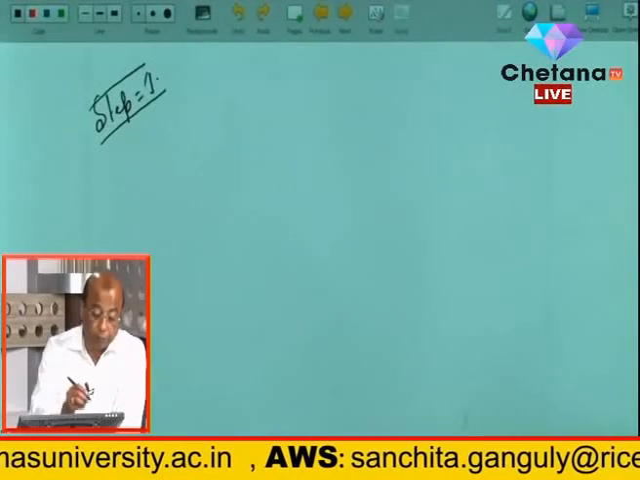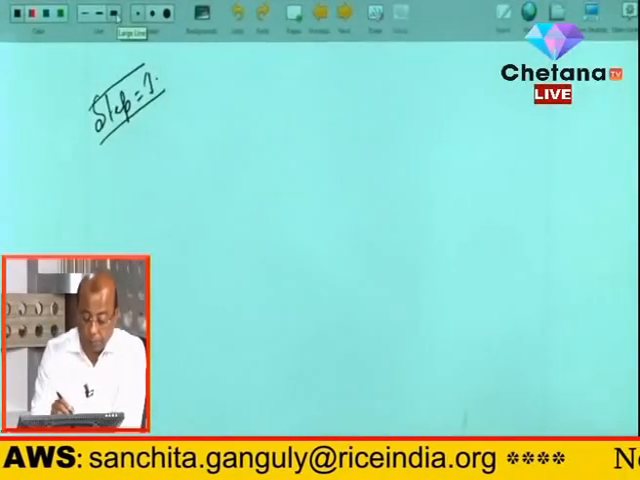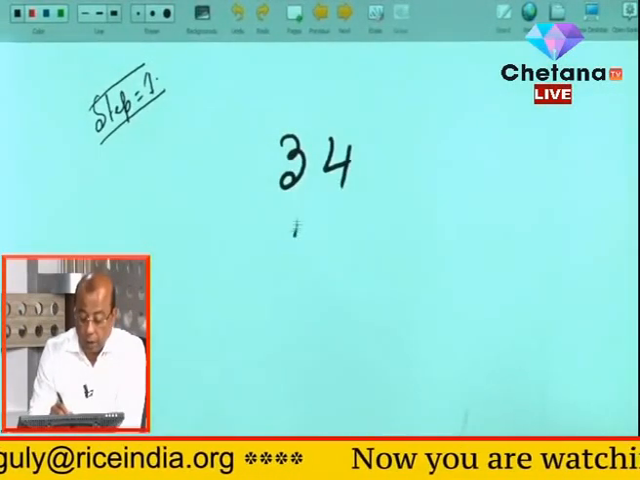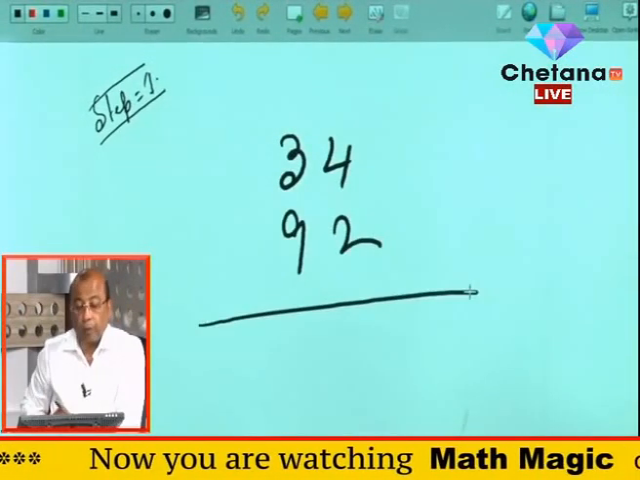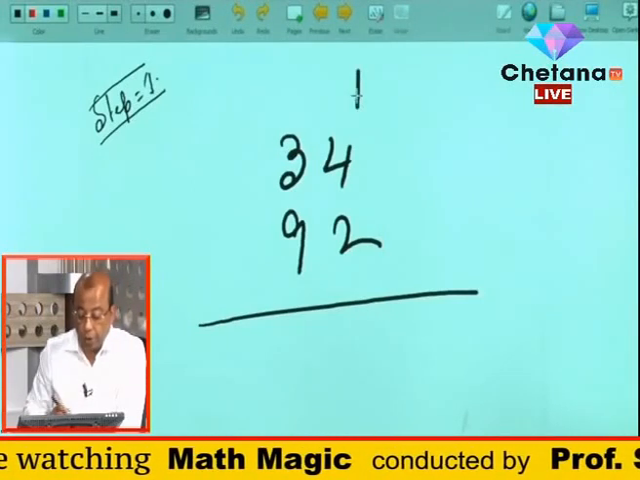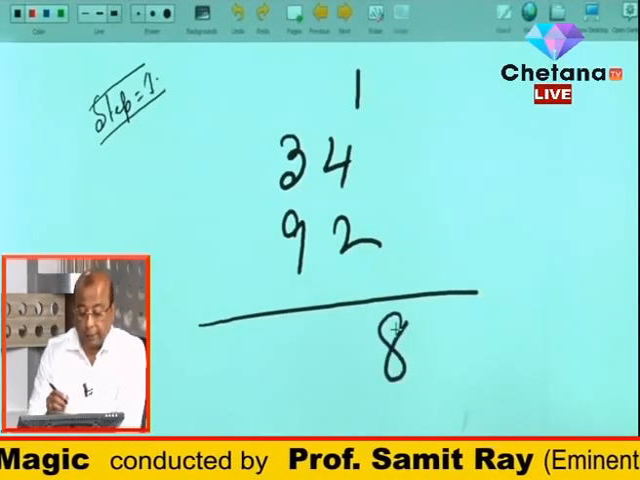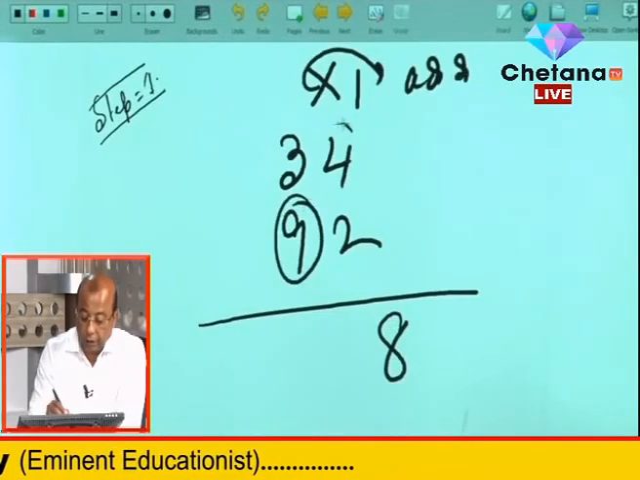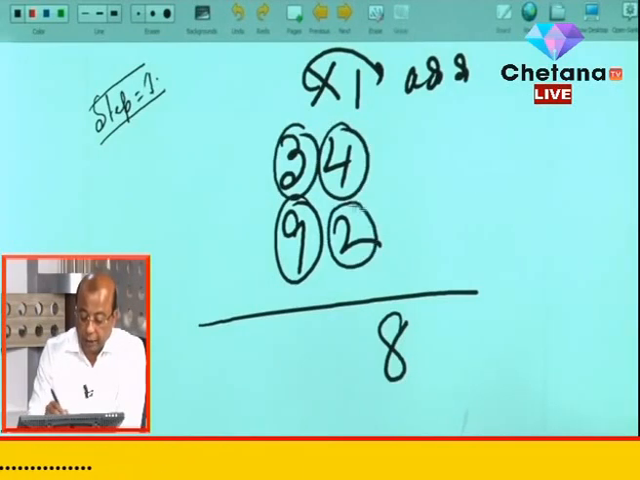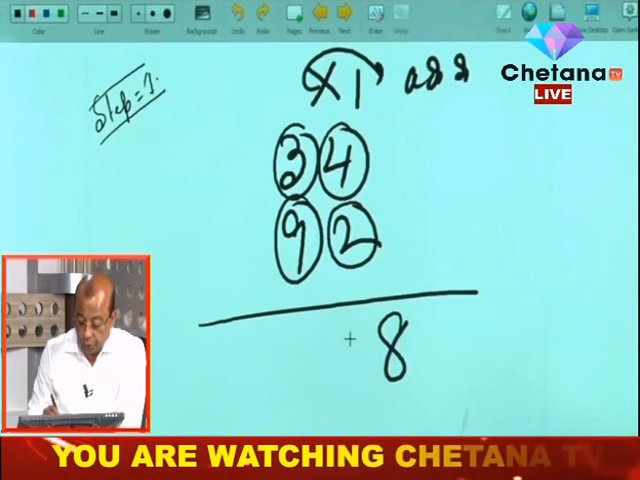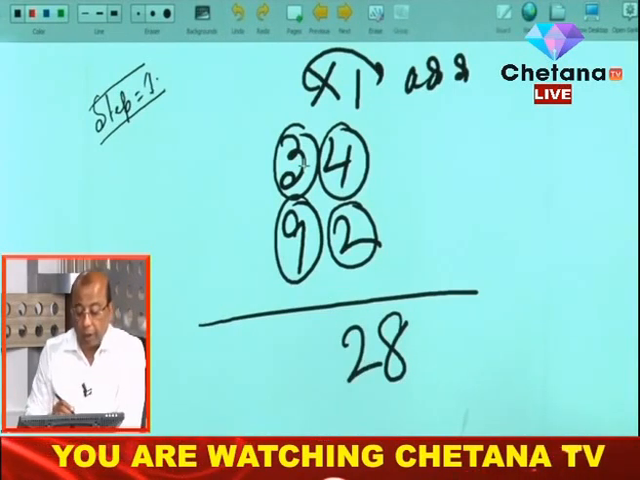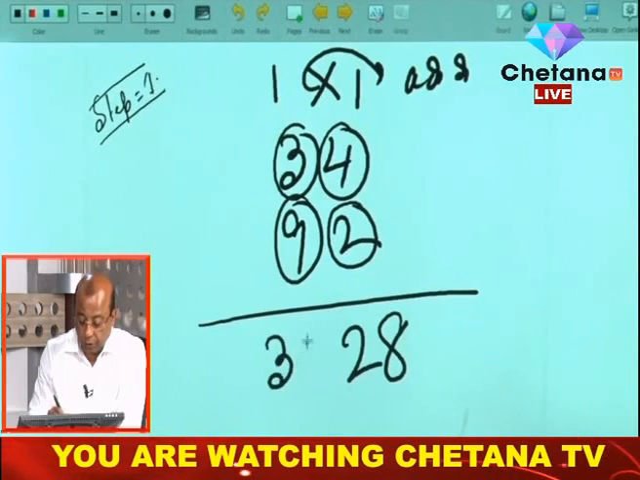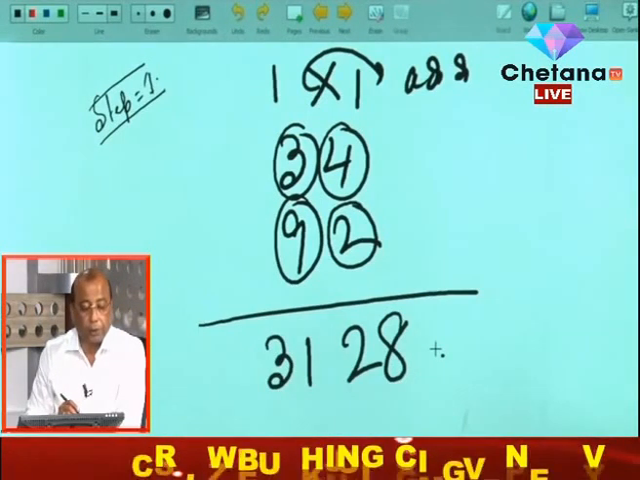Step 1. The method of multiplication. Step 1. 34 and 92. Straight: 4 into 2, 8. Next cross, that means add: 9 into 4, 36, and 3 into 2, 6. 36 plus 6, 42. 4 in hand. 9 into 3, 27 plus 4, 31. So 3128.